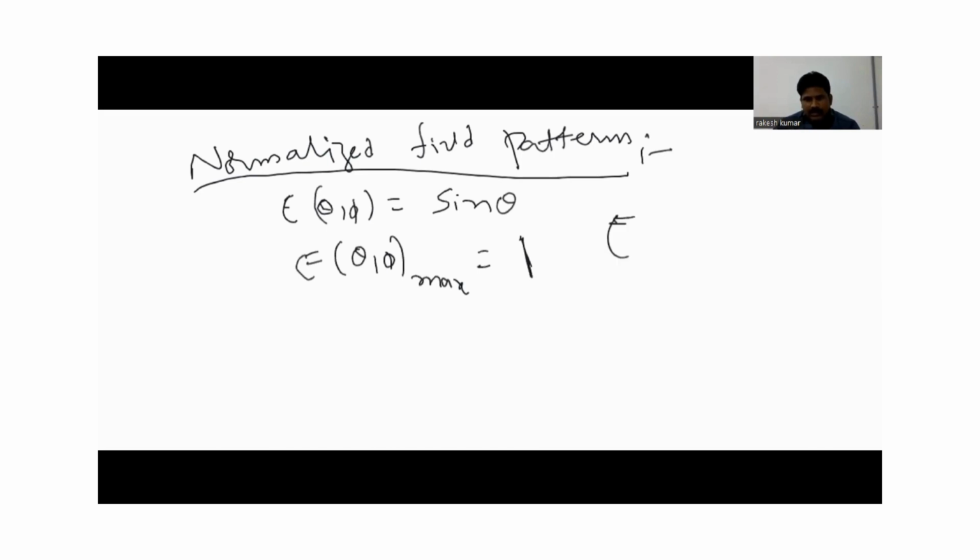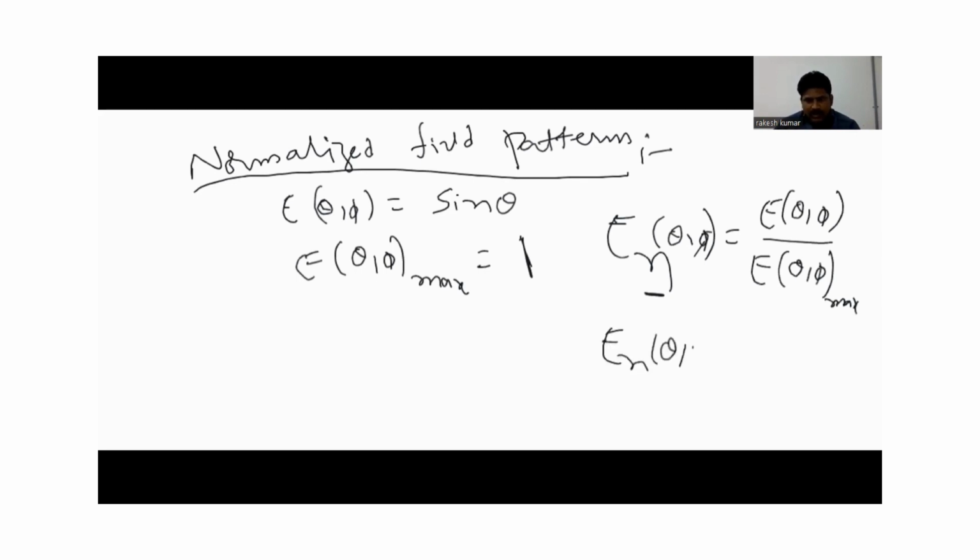The normalized field pattern is represented with N. N of theta comma phi is equal to E of theta comma phi divided by E of theta comma phi max. From this example, the value is sine theta divided by the maximum value 1, which is equal to sine theta. So the normalized field pattern's value is sine theta.